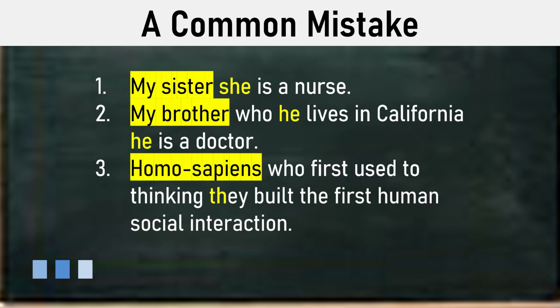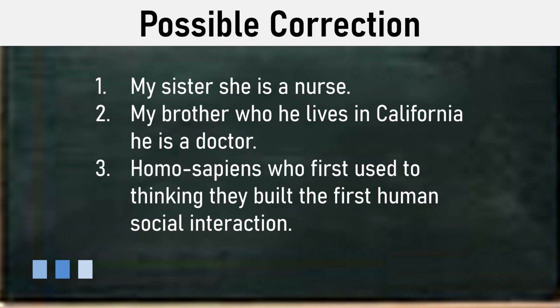Homo sapiens who first used to thinking, they built the first human social interaction. So it is again duplicate subject. We need to cross out this pronoun they in the sentence. So let's have the possible correction. I have already told you that we skip all the redundant pronouns. We don't skip the nouns.